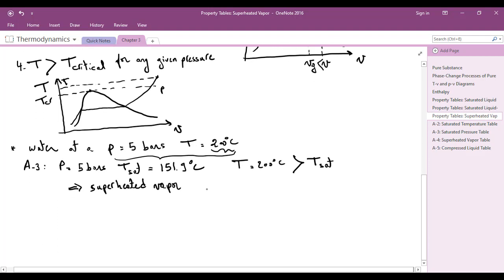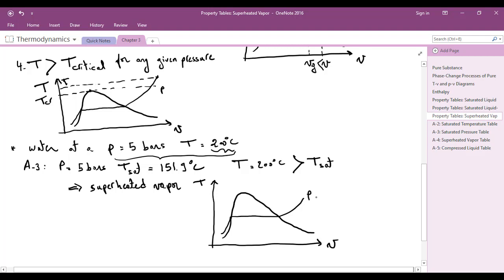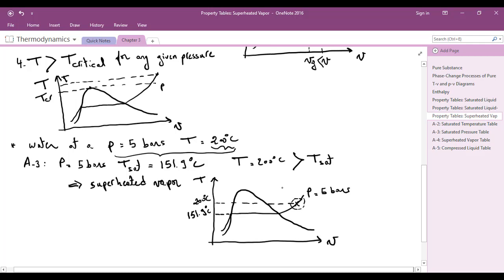If you want to locate the state on a TV diagram, this is a pressure of, let's say, 5 bars, and the saturation temperature is 151.9 degrees Celsius. So we have a temperature of 200. So we are to the right of the saturated vapor line. So here is the location of the state on a TV diagram.